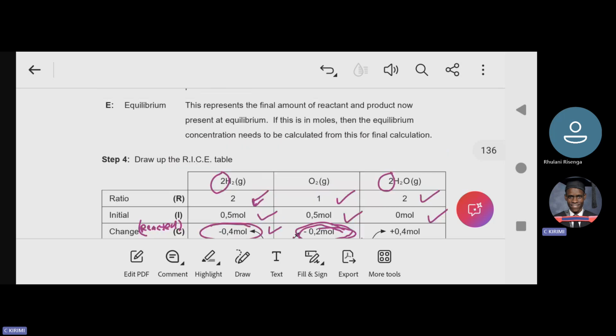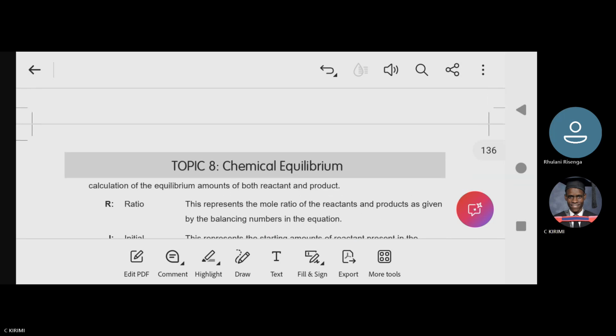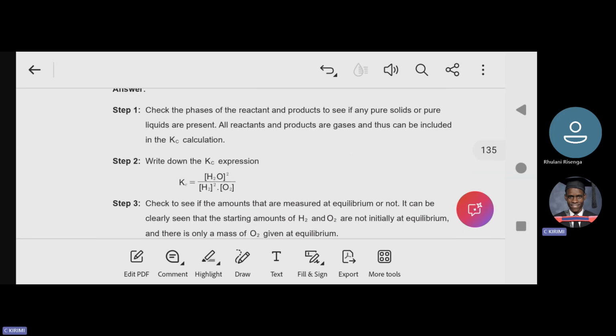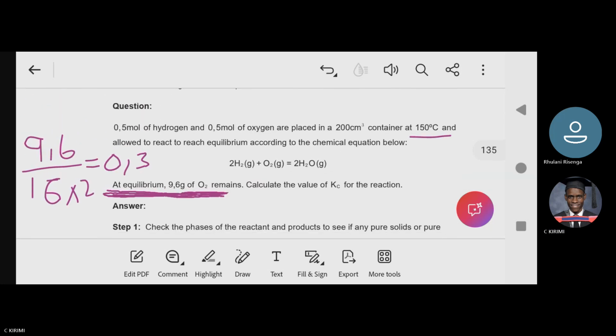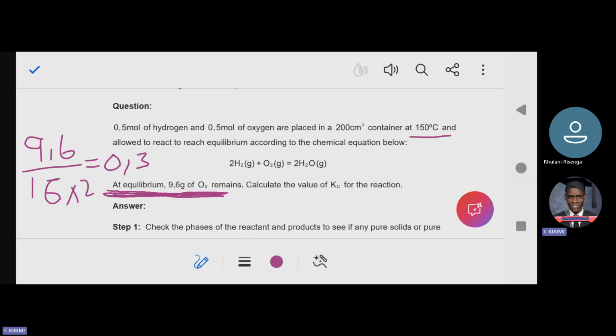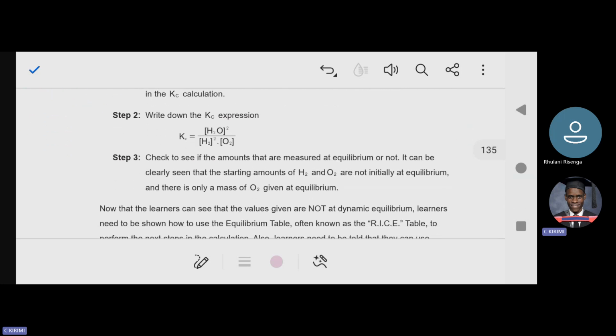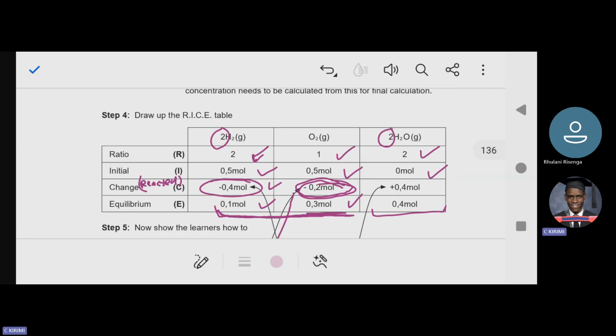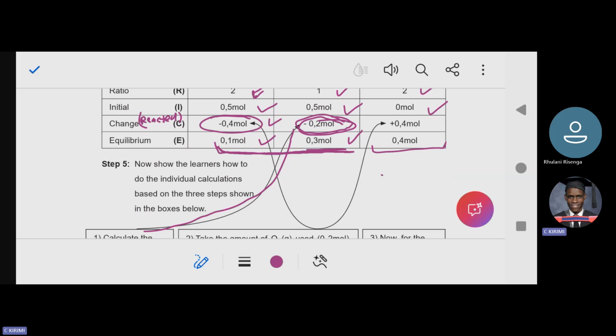Then are you now able to find the concentration at equilibrium? We were told that the volume is what? What was the volume? 200 cubic centimeters, times 10 to the power -3, which gives 0.2 cubic decimeters. So your volume is 0.2 cubic decimeters. So concentration is equal to what? Number of moles over what? Volume.